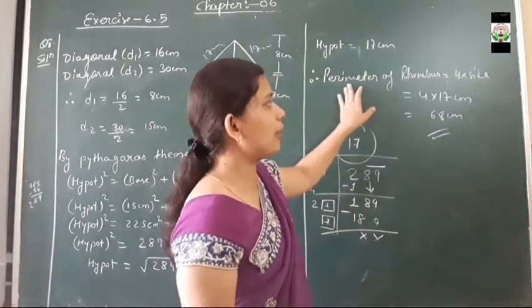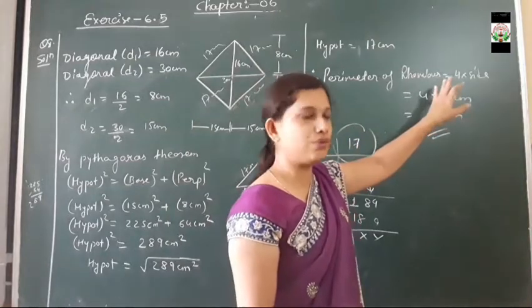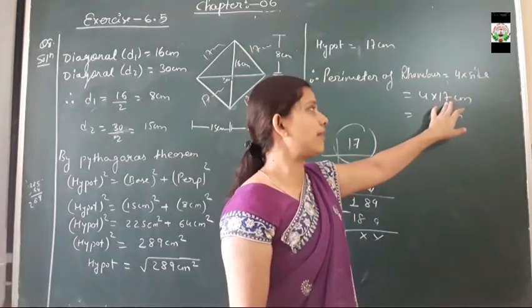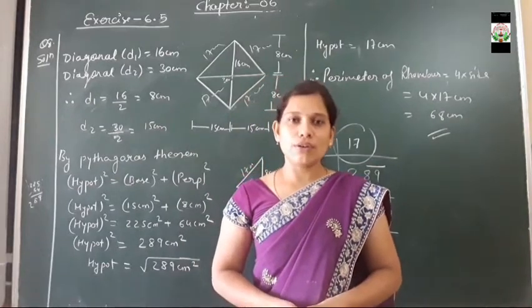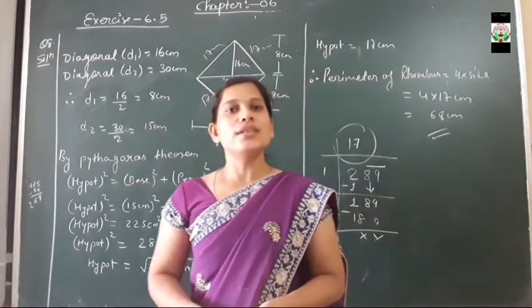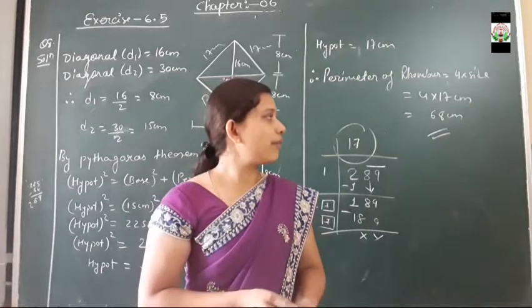As we know, the perimeter of a rhombus is equal to 4 into side. So 4 will be multiplied with 17, and you will get the answer as 68. Thus the perimeter of the rhombus is equal to 68 centimeter.